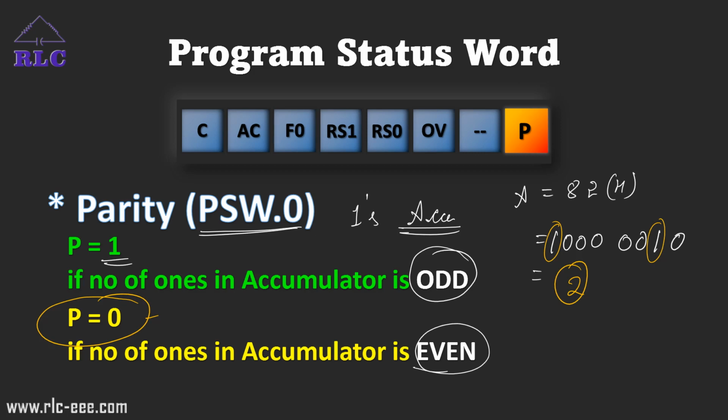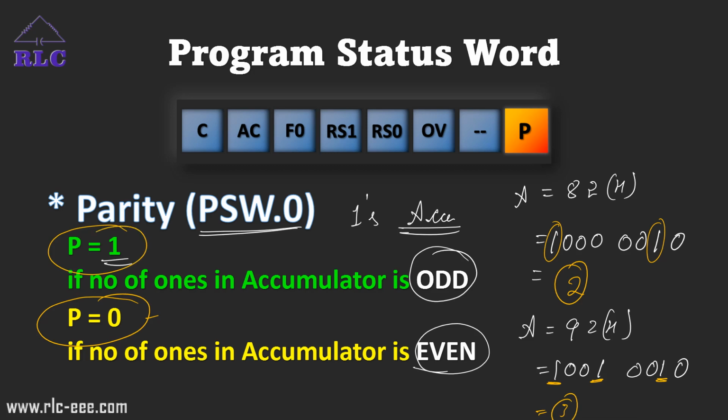If A is equal to 92H, which is 1001 0010, now if we count the number of ones in this, we have 1, 2, 3 ones. That means it is an odd number. Then the parity flag will be set to 1.